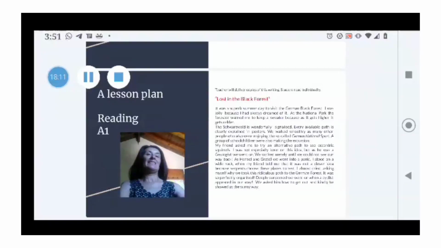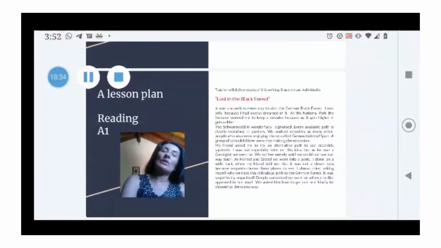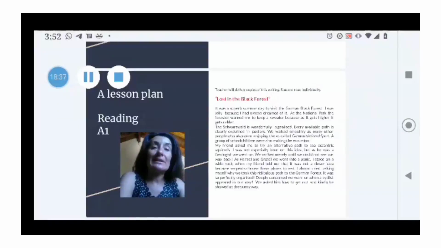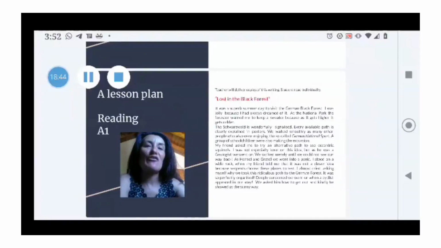The first step, reading of the lesson. We are going to start in a very traditional way with the reading. And the reading is a short story that I have already written, and it's called Lost in the Black Forest. It's a true story that happened to me many years ago. In the text, you will see a lot of past tense structures and a kind of adventure in the Black Forest.